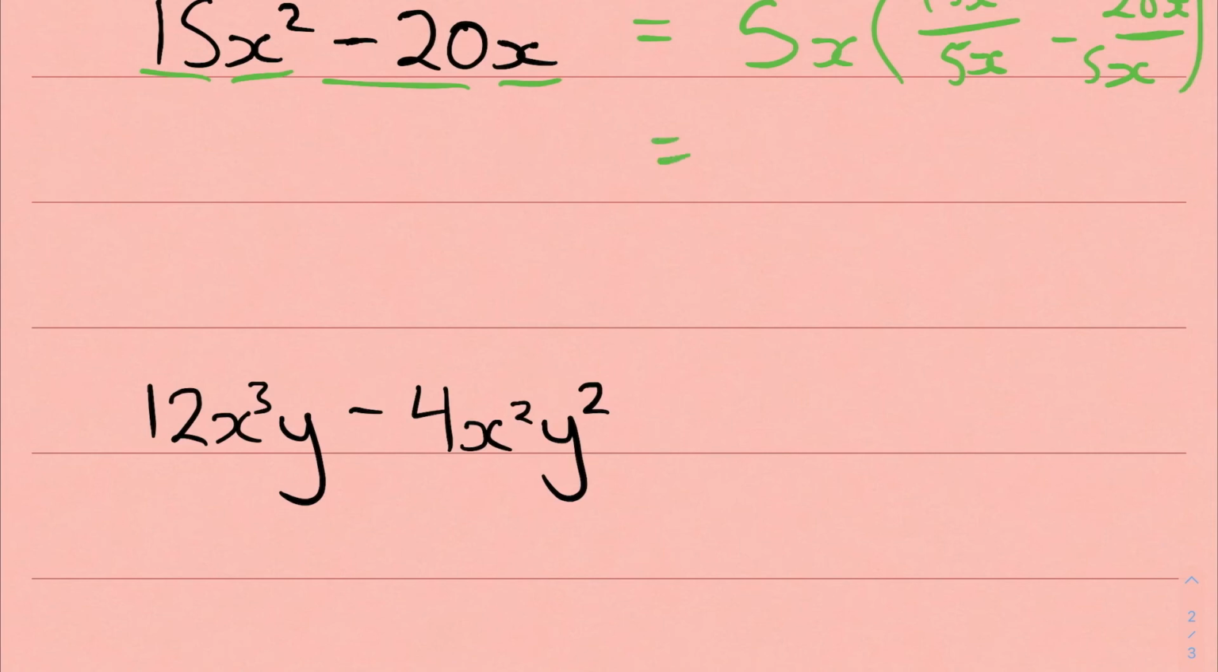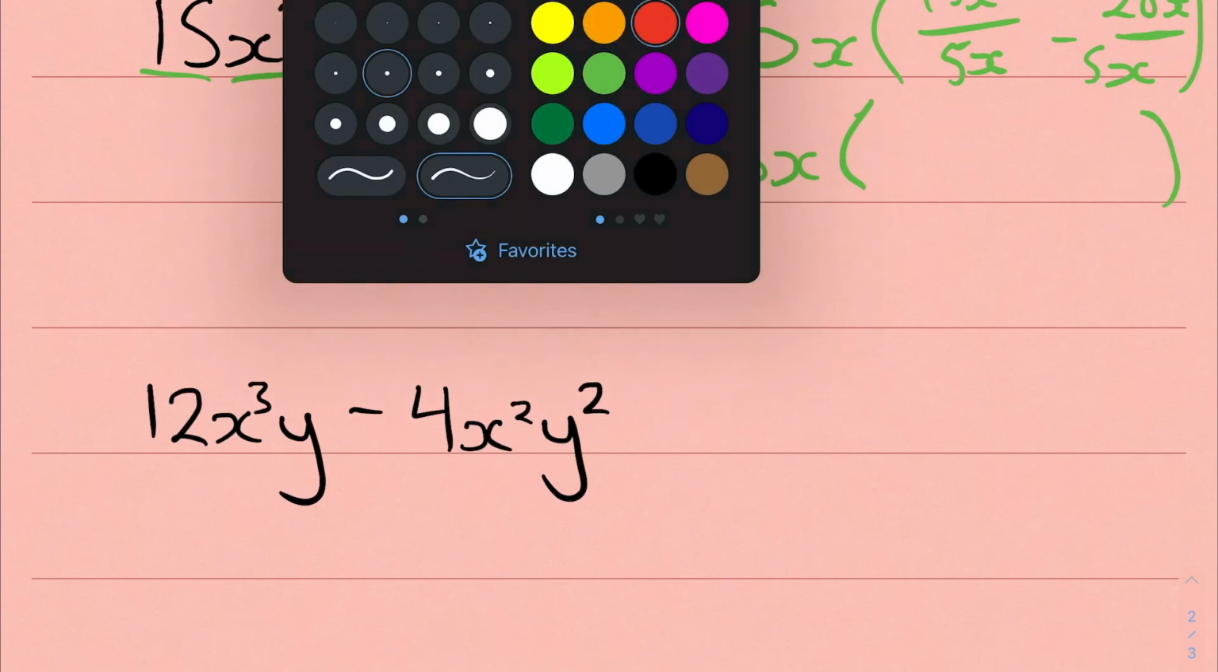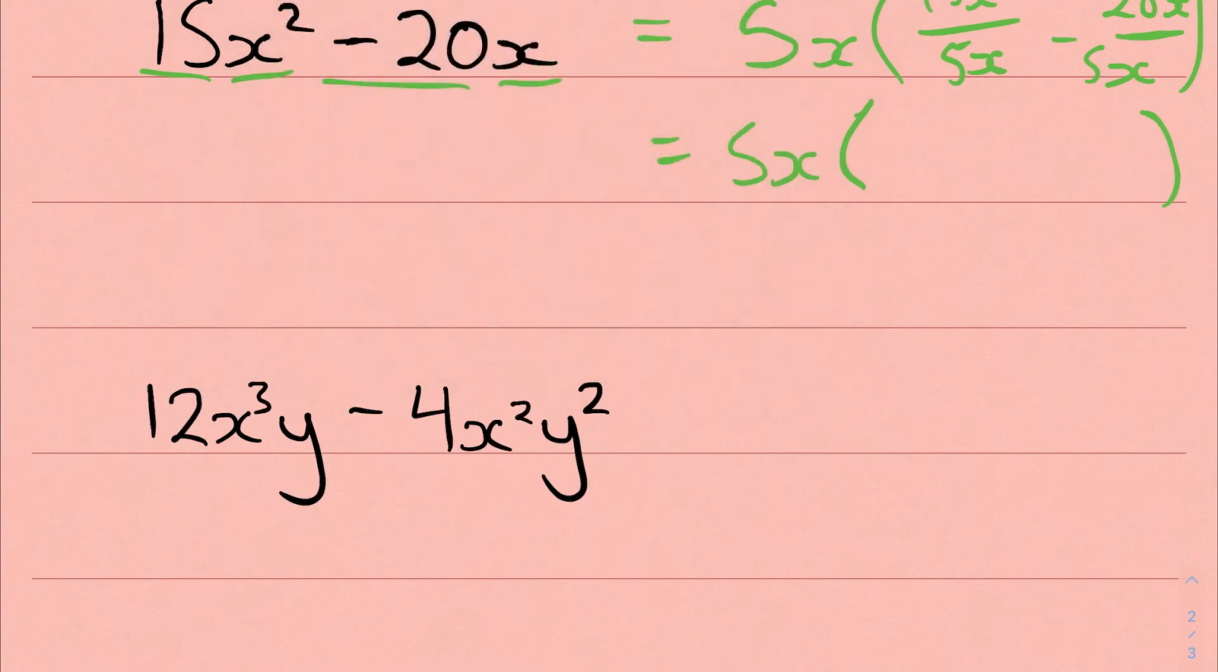Alright. So on the second line, we're going to have our 5x still. And so 15 divided by 5 is 3. One of these x's cancels out with 1 on the top, and that just leaves us with 1x left. 20 divided by 5 is 4, and those x's cancel, so there's no more x's in our second term. So we get 5x outside of 3x minus 4.